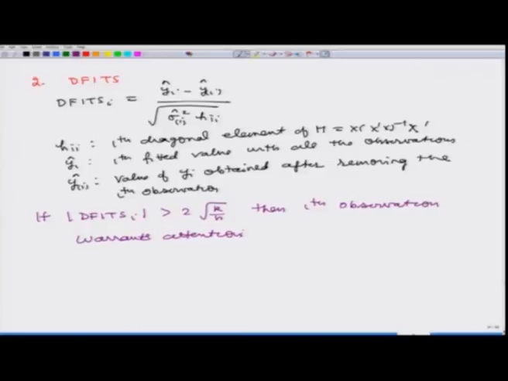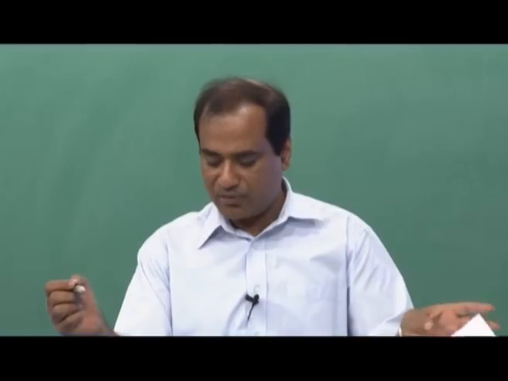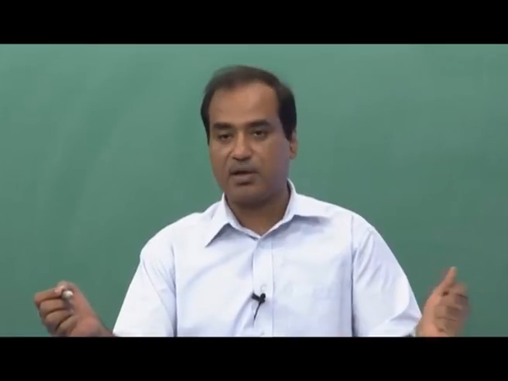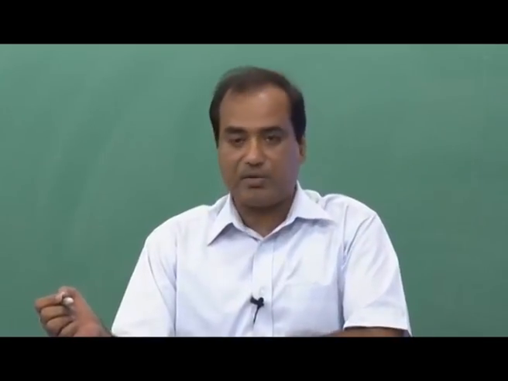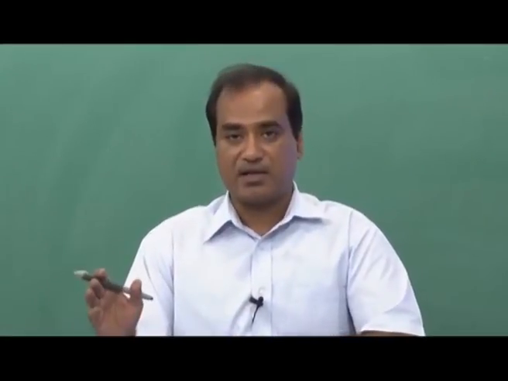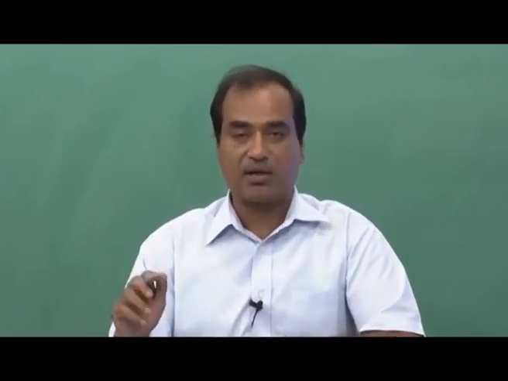One thing to keep in mind about DFBETAS and DFFITS is that the guidelines which we have given here, twice the square root of k by n, and earlier 2 by square root of n, are only guidelines. In practice you may have to look into your data and then take a corrective decision.